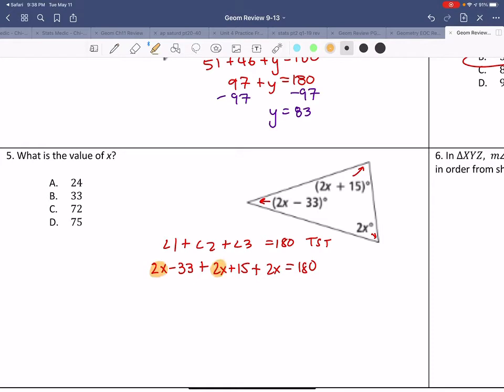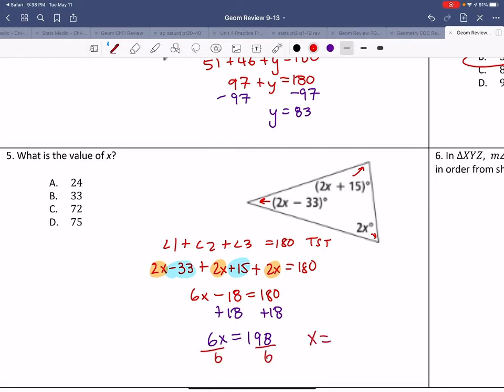Now, anything with an x can be combined because those are like terms. So that will be 2, 4, 6x. These items can be combined as well. So 15 minus 33 is negative 18. So let's solve. All right. We gotta divide by 6 on both sides, and we get 33. What's x? What do you know? One of our answers was there. Well done, guys.